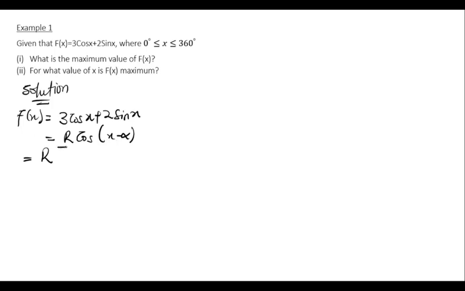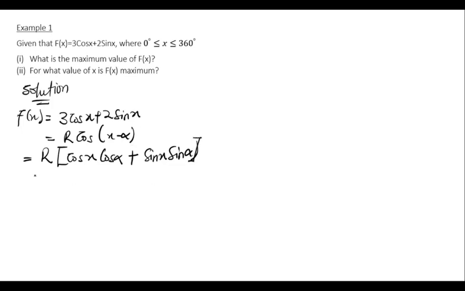So if we expand it, we get cos x cos alpha plus sin x sin alpha. That is the expansion of cos(x minus alpha). This is what we get.